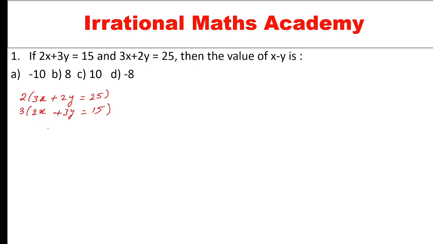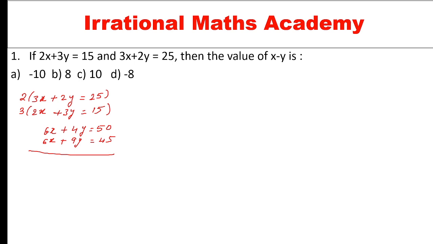So if I solve this one, what will I get here? 6x plus 2 into 2, 4y equal to 2 into 25, 50, and 3 into 2, 6x plus 3 into 3, 9y equal to 45. 3 into 15, 45, you will get it.